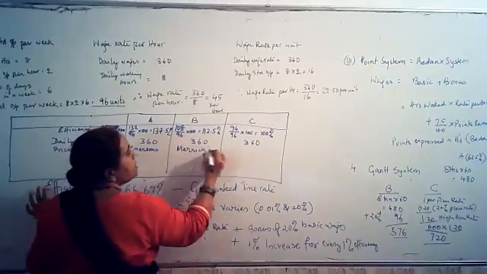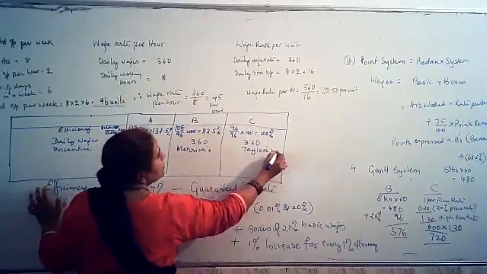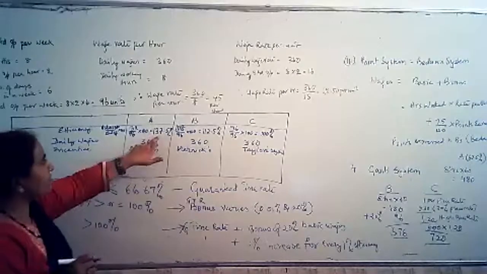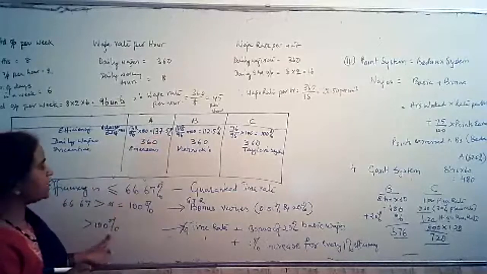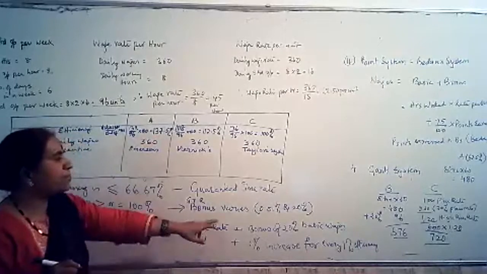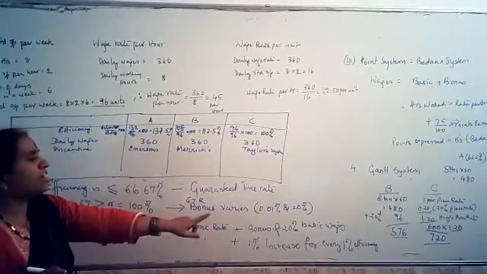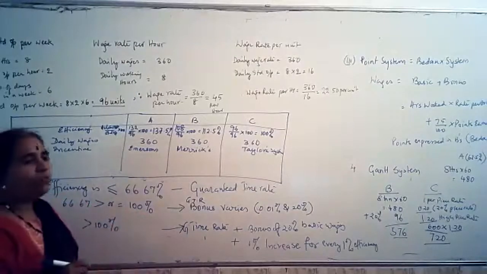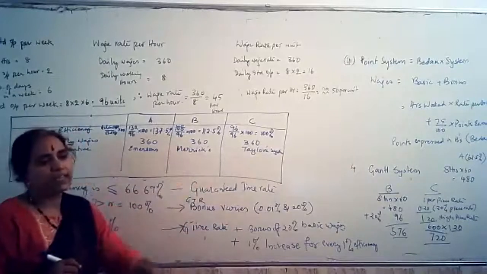Merrick system. Last one is Taylor system. So let's look into Merrick's one. 137% is the Merrick here. It is more than 100% efficiency. So he comes to the last bucket, which is time rate plus bonus of 20% of the wages plus 1% increase for every 1% efficiency rate. So he will get almost 100% plus 20% plus extra what he has earned.